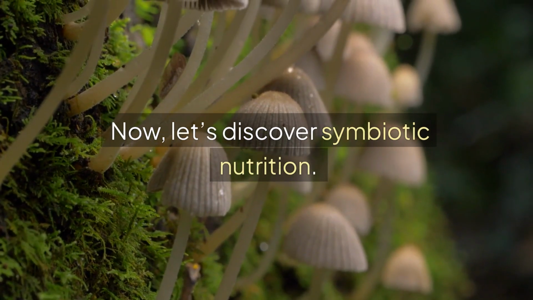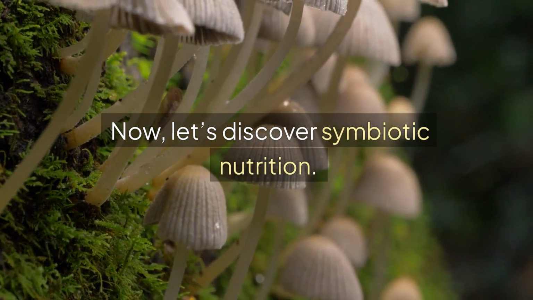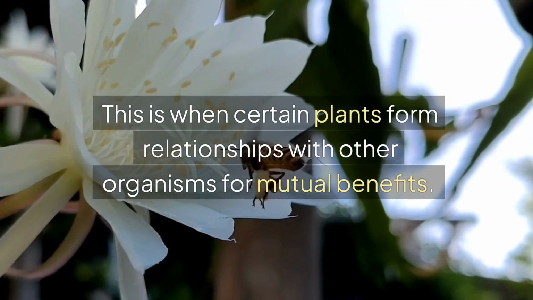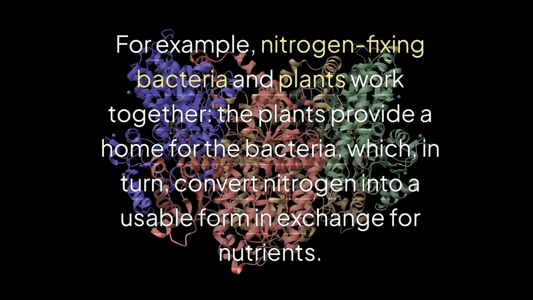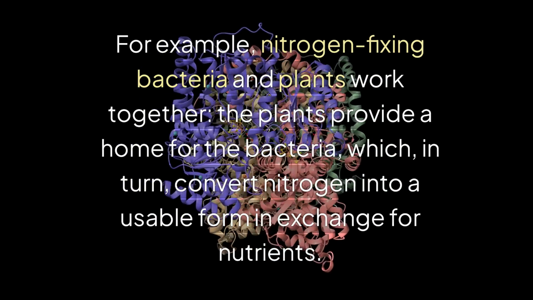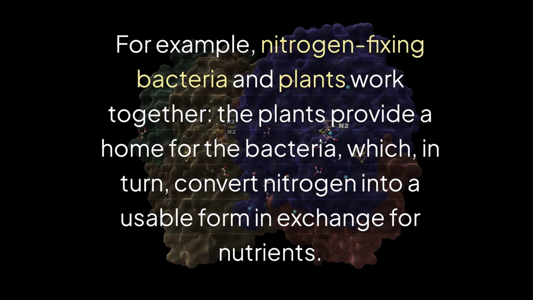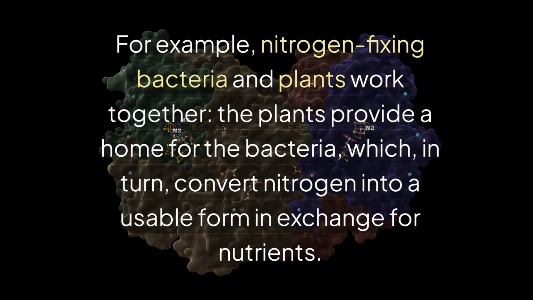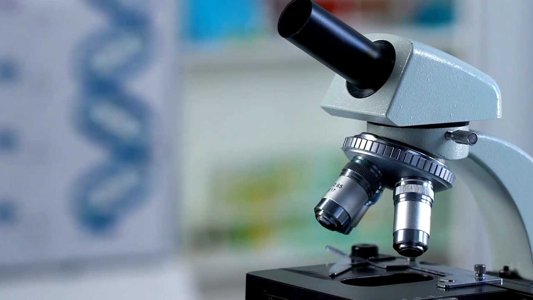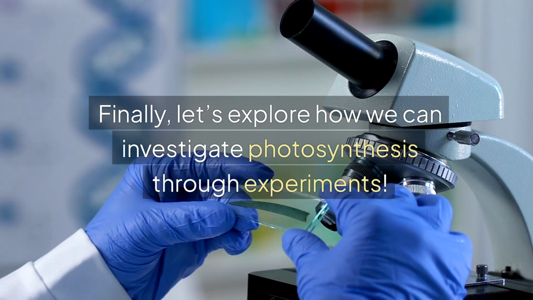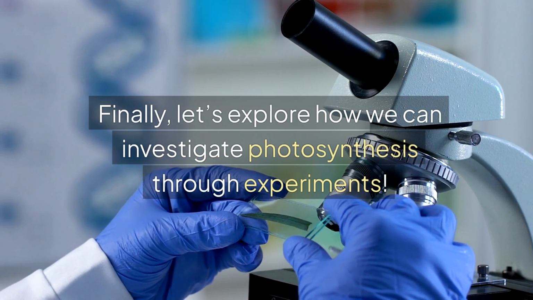Now, let's discover symbiotic nutrition. This is when certain plants form relationships with other organisms for mutual benefits. For example, nitrogen-fixing bacteria and plants work together. The plants provide a home for the bacteria, which, in turn, convert nitrogen into a usable form in exchange for nutrients.